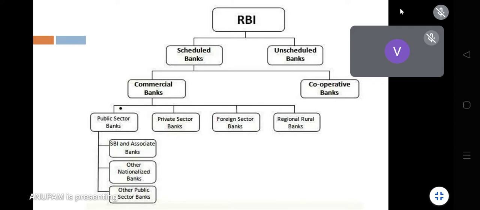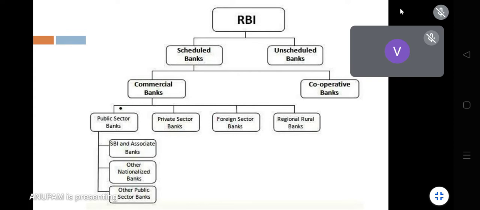Okay. So again you will see in that SBI and associate banks, but they are now merged. Then other nationalized banks. So other nationalized banks are also there, which are basically government banks, but a little bit less in importance than the State Bank. Okay. Then there are other public sector banks which are a little bit smaller in nature, but they are running with the help of the government only.